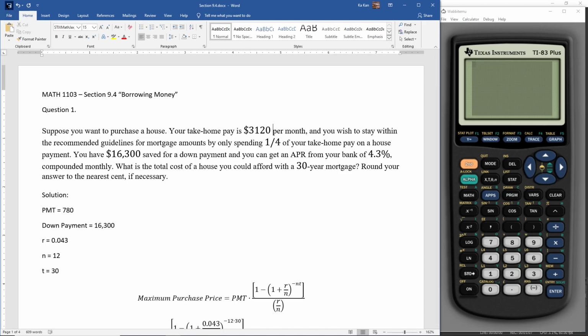So now, the first type of question that you will see is something like this: you want to purchase a house, right? And your take-home pay, your paycheck, is 3120. You want to stay within a quarter of your paycheck going to the mortgage. So now you got $16,300 saved up for a down payment. Your interest rate is 4.3%, compounded monthly. What is the total cost of the house if you can afford a 30 year mortgage?